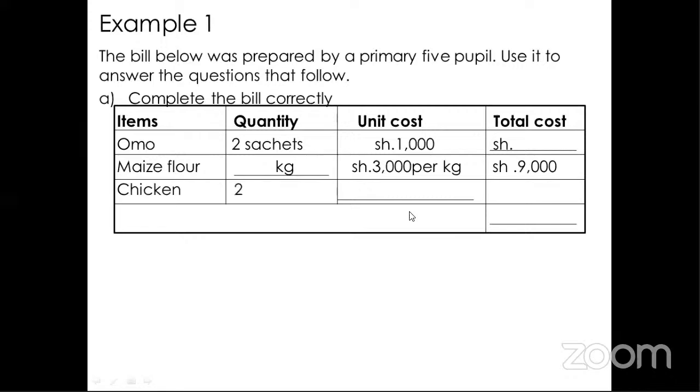Let's go to the next item. I want someone to take us through the next item. Tamale, take us through the next item. Chicken. Yes, chicken, and you are buying how many birds? 2 birds. But did they give you the cost of each bird? No. So how do we get the cost of each bird according to our table?